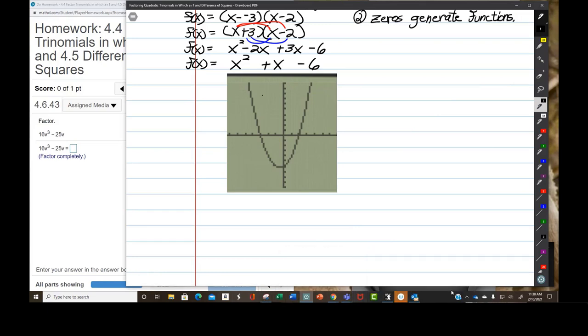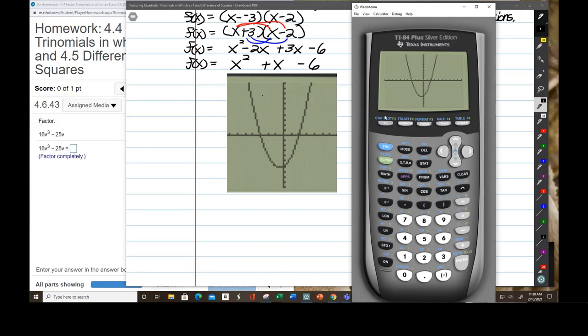Where's my calculator? There it is. All right, I'm going to go back here. I'm going to rewrite this as negative x squared minus x plus 6. See, that's kind of the partner of this.